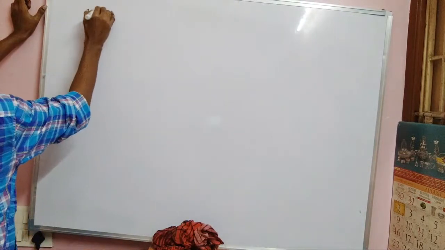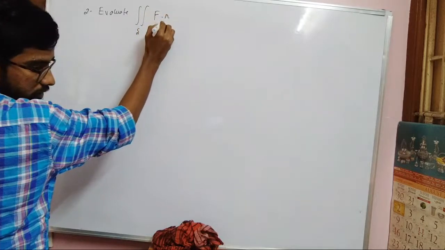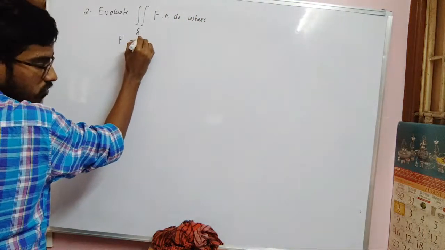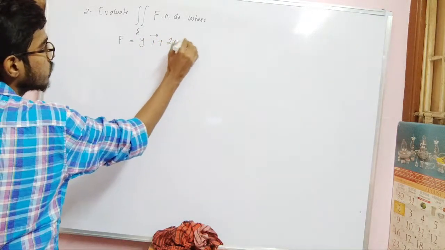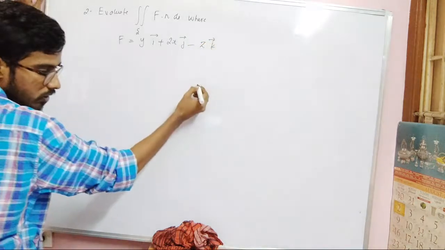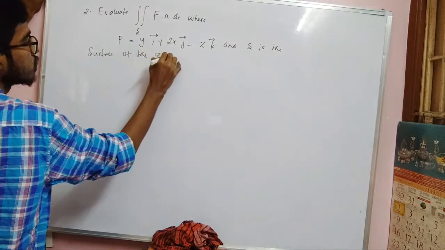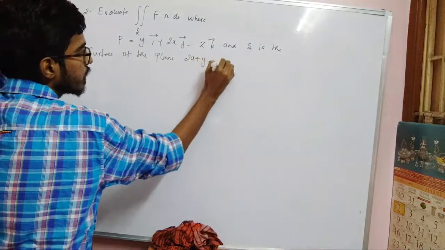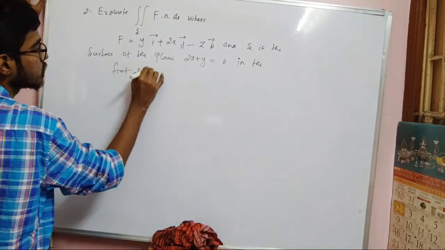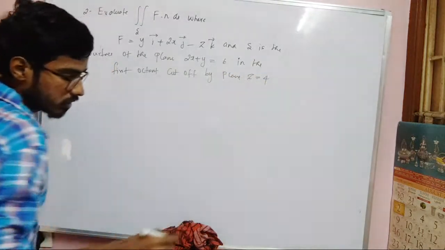Evaluate the double integral over S of f dot n dS, where f is equal to y i vector plus 2x j vector minus z k vector, and S is the surface of the plane 2x plus y equals 6 in the first octant, cut off by the plane z equals 4.